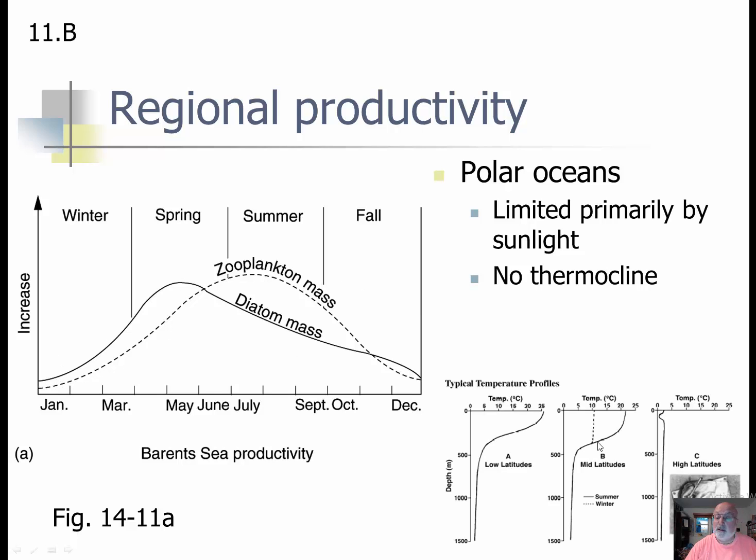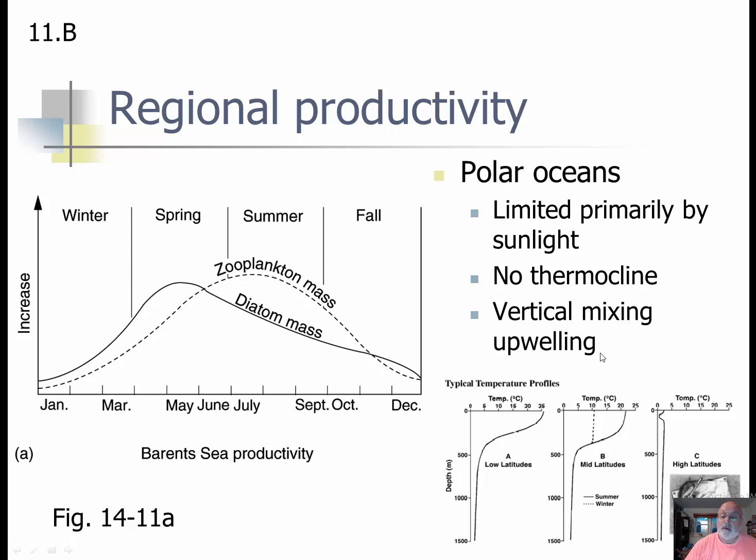There is no thermocline, and I'd like you to draw these three. We're going to talk about high latitudes in this one. There's no thermocline. It basically is cold all the way up. You can see it gets a little colder at the surface, probably because it's real close to the ice, and it warms up a little bit, but it's still 3 to 4 degrees all the way down to the bottom.